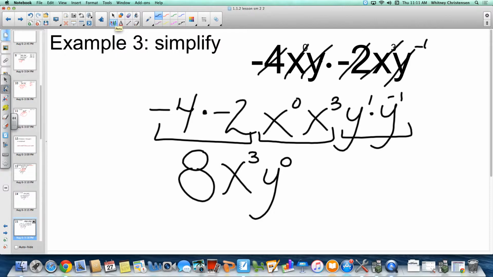Now, what is anything to the 0 power equal to? 1. Is the power equal to 1 or the whole thing? The whole thing. So really that just becomes a 1, so it just goes away. Does that make sense? So our answer in that example would have been just 8x cubed. Okay, are we all okay with that? Okay, awesome. Work on these problems.